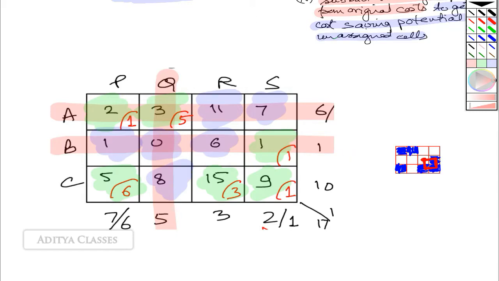What does this closed loop mean? That where I start my journey, I'll be putting a plus. I'll make a vertical move and put minus. I'll make a horizontal move and make a plus. I'll make a vertical move and put minus, and I'll make a horizontal move and I'll be back. So this is my vertical, horizontal, vertical, horizontal. I started my journey from here and I'm back, making a plus minus move. Plus, minus, plus, minus. Now, how many units can be transferred?